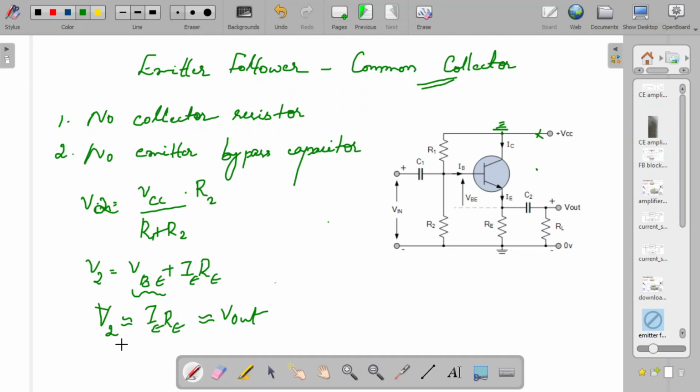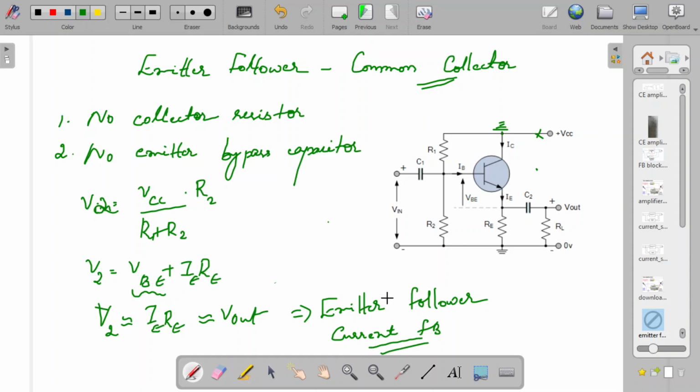So here, since the output voltage follows the input voltage, that is why we call it the emitter follower. Emitter follows the input voltage, and in that sense we call it an emitter follower. And this is a current feedback. One more thing is important about this. This is a current feedback amplifier. It is a common collector. It is an emitter follower. It is a current feedback amplifier.